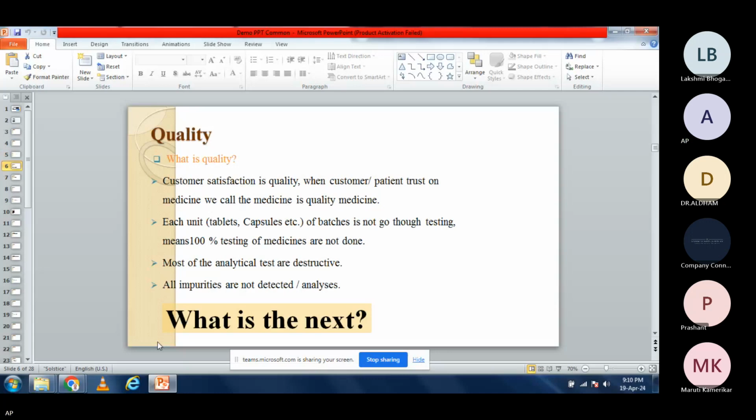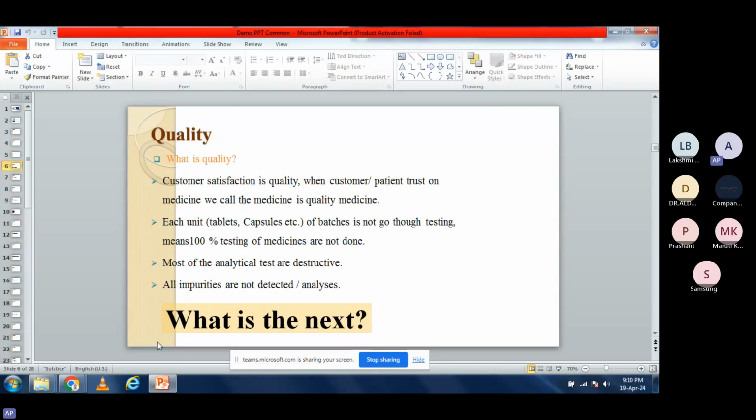In the case of a patient, it becomes very important, because we are dealing with lives, with life-saving drugs and life-saving products. Many medicines are taken on a daily basis or for a particular period by the patient to recover and save their lives. So quality is a very important aspect and pillar of the pharmaceutical establishment, as well as for their survival. What is quality? Customer satisfaction is quality, when the customer or patient trusts the medicine. We call that medicine a quality medicine, right?